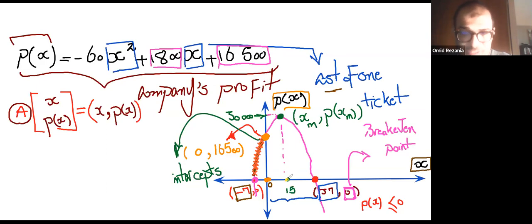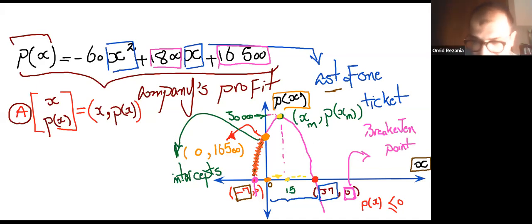Before we reach this critical point, which is 15, when I move towards 15 in that plot, it seems that the profit is getting higher, higher, bigger and bigger, and goes to this point. You see that? But after I reach the point 15, I'm moving to the point 37, and you see that the profit is getting lower, and it seems a little bit strange.